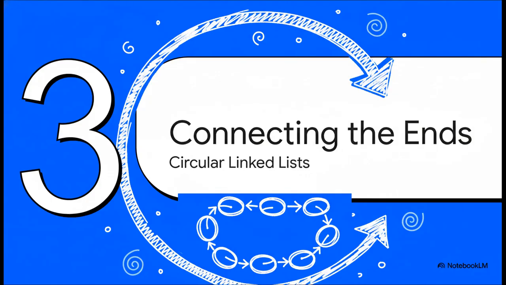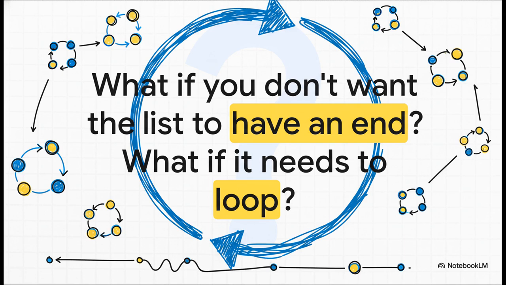So we can go forward, we can go backward. But what if the goal is to never stop at all? Well, that brings us to our final variation in section 3, connecting the ends with circular linked lists. Sometimes a list that has a clear beginning and a clear end just doesn't fit the problem you're trying to solve. Think about processes that have to run over and over again, or cycling through a set of options forever.